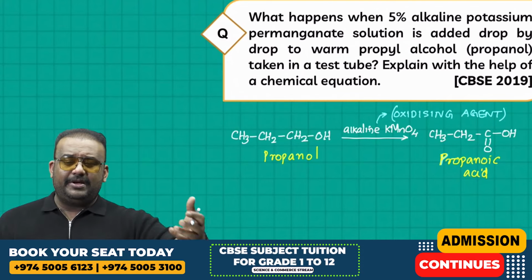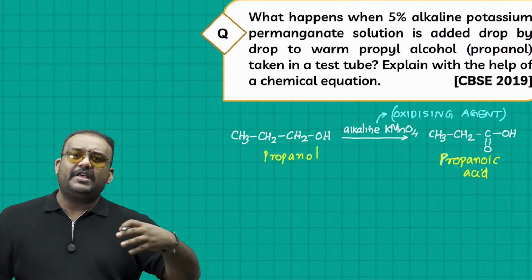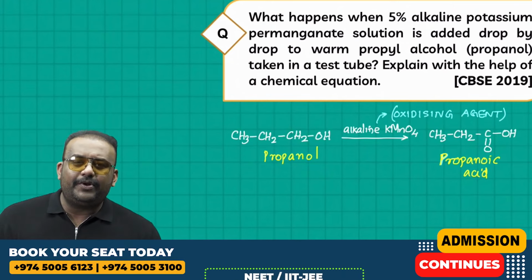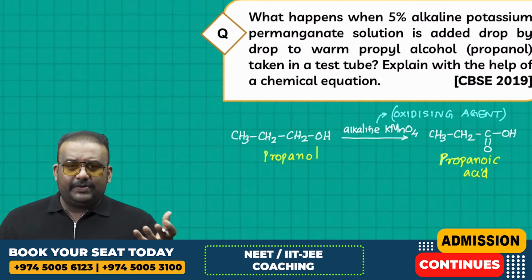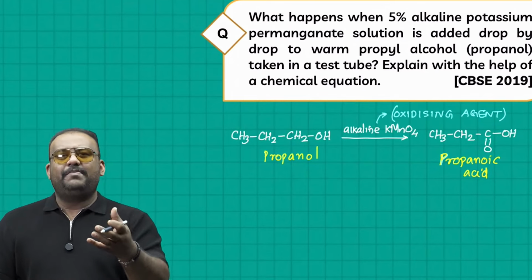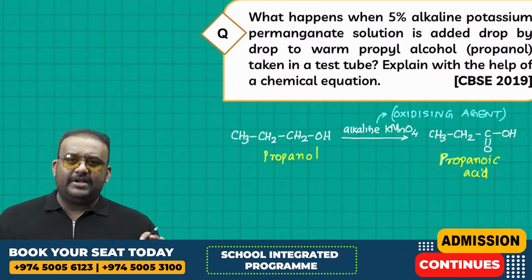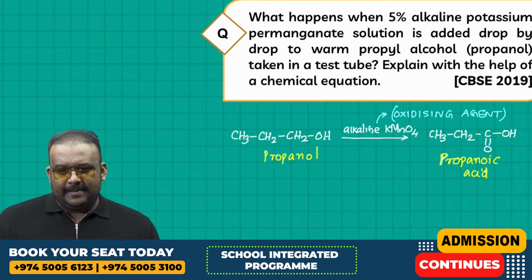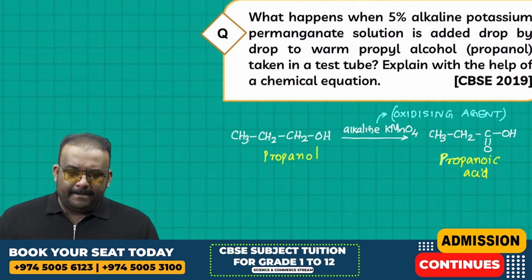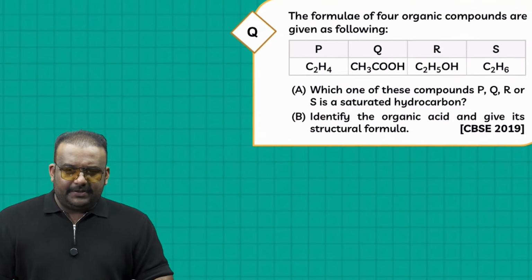So next time in the next board exam, if they ask you what happens when butanol is treated with acidified potassium dichromate, you can say it's going to form butanoic acid because butanol is also an alcohol and acidified potassium dichromate is similar to alkaline potassium permanganate in terms of its chemical action. They both are excellent oxidizing agents. So I hope it is clear to everyone. Okay, perfect. Now, let's move on to the next question.